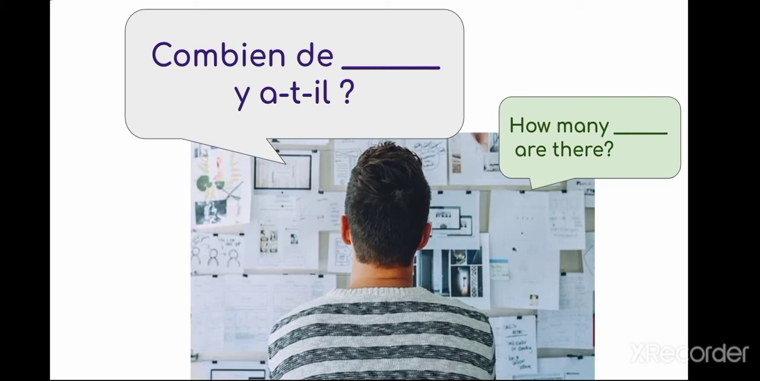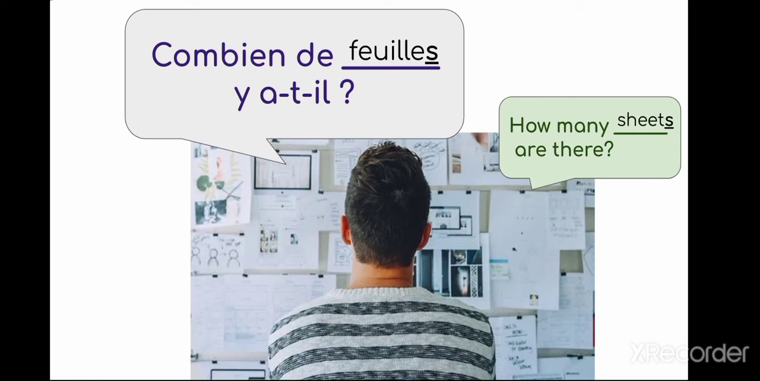So in the picture below, we see a gentleman. He's looking up at a board full of different sheets of paper. So maybe the question he could be asking himself is Combien de feuilles y a-t-il? How many sheets are there?